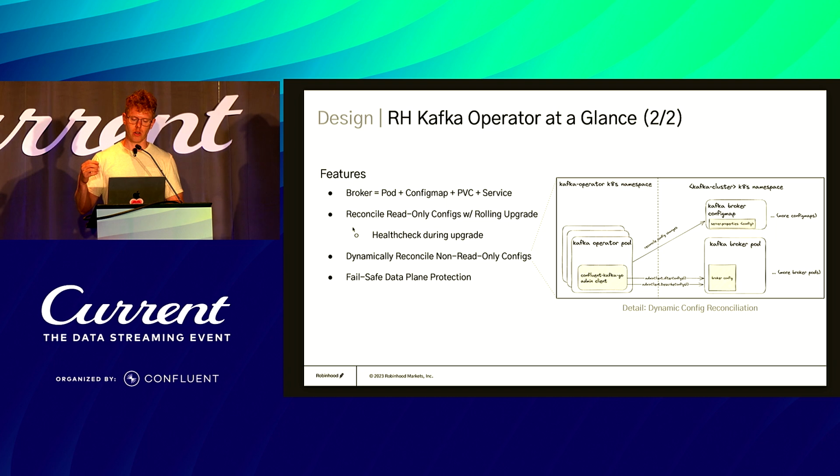During that churn, we're health checking with an admin client to see that there are no URPs. Once we see the cluster is healthy, we can proceed to the next one. So that's how a rolling upgrade works. The second case is dynamic configs. That's what this diagram is showing, where we embed the admin client into the controller. It can describe config and alter config, and within the reconcile loop, alter the broker config without any interruption to the pod itself.